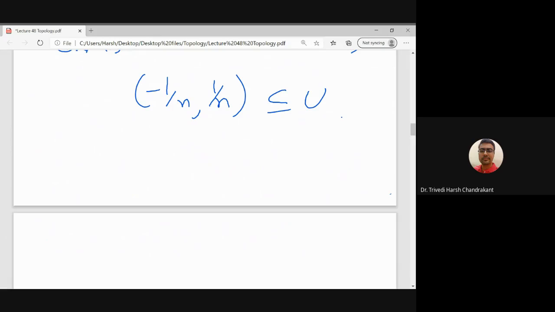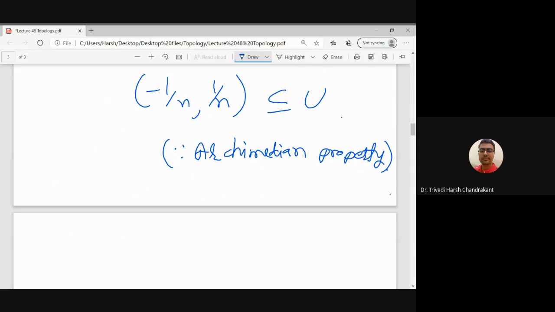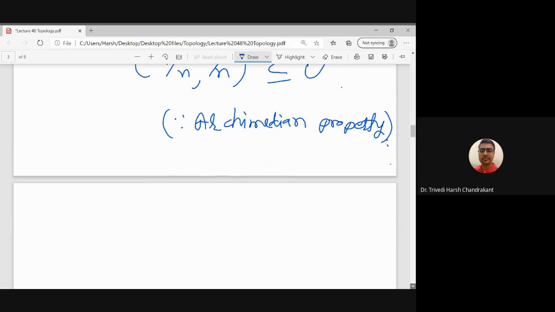Right, so this is basically why it is happening, because of the Archimedean property, or in other words, you can say the sequence 1 upon n will converge. So whatever small open set you take around 0, you can always find 1 upon n which is contained in U. That is the same as saying for every epsilon we can find a natural number such that 1 upon n is less than epsilon. Right, so this is basically the countable basis at a point x.